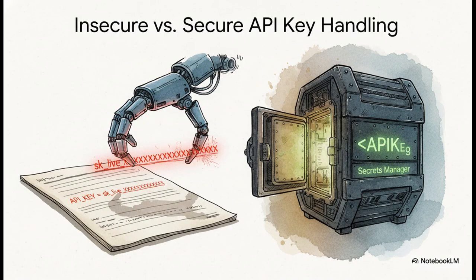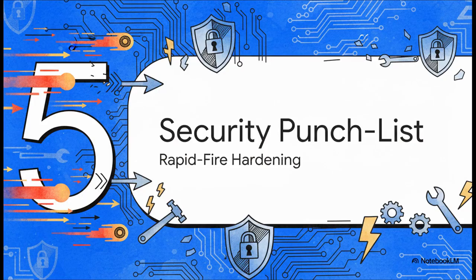Now for your secrets. The rule is simple and absolute. Your API keys for OpenAI or Slack or Google should never, ever be written directly into your configuration files in plain text. Use environment variables or a proper secrets management tool to keep them safe. No exceptions. Okay, those were the big, high-priority P0 items.